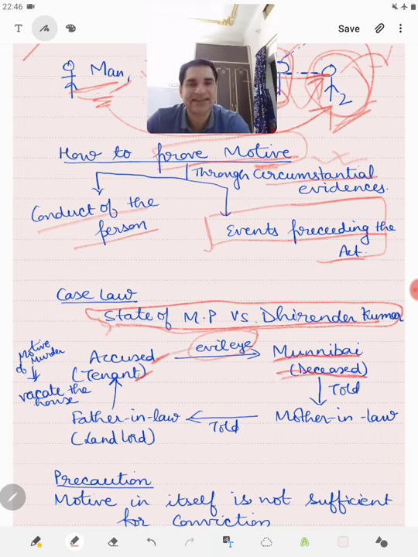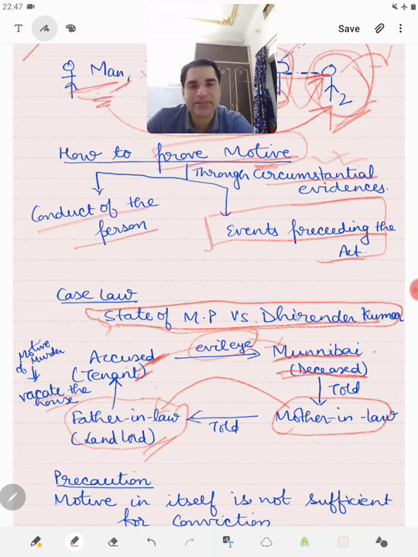As the accused had an evil eye on Munnibai, Munnibai told this to her mother-in-law, and the mother-in-law in turn told it to Munnibai's father-in-law. The father-in-law was the landlord, and he asked his tenant, the accused, to vacate the house. Now, this can be one of the motives for the murder of Munnibai. As he was asked to vacate his house, this prompted him to kill Munnibai. So, this is the case law on motive.